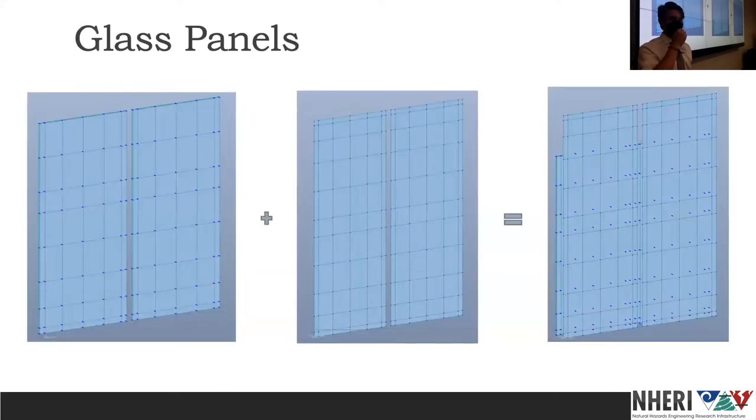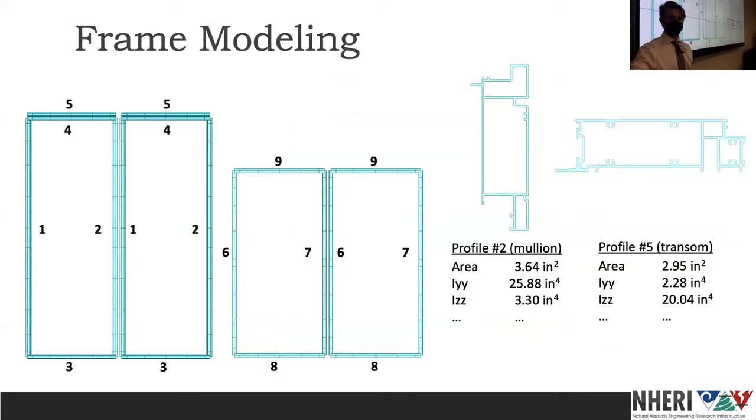So here's an image of how the two panels combined make up the final product. Now for the frame modeling, here's a close-up of the cross-sections. These cross-sections are broken down into vertical and horizontal. The mullion is the vertical, the transom is the horizontal. There's 9 cross-sections, and these are modeled based on the yellow portions that you saw in the AutoCAD drawing video.